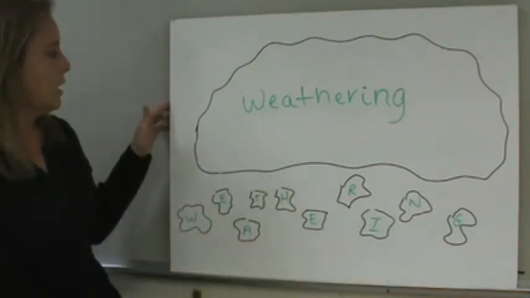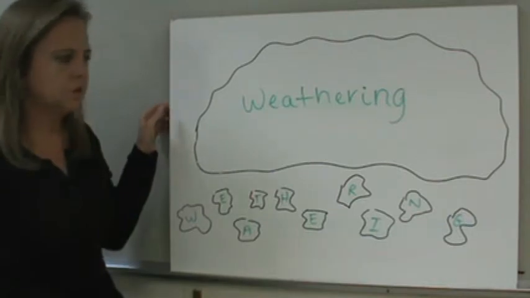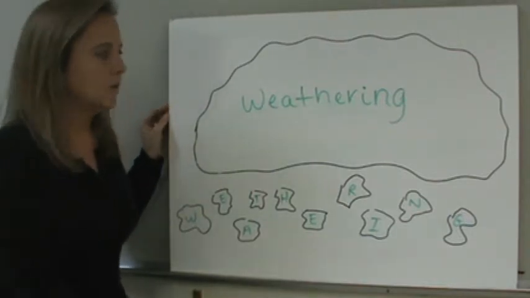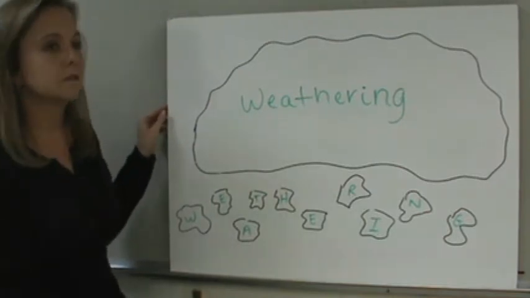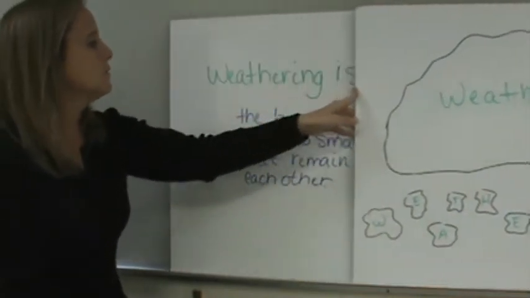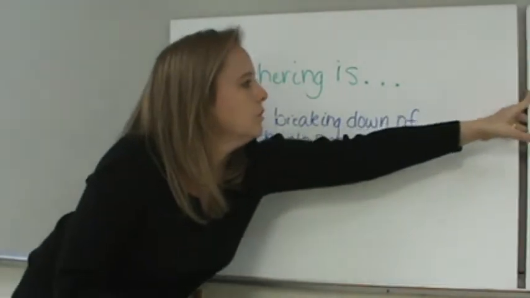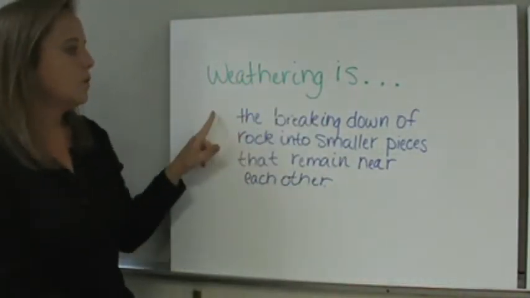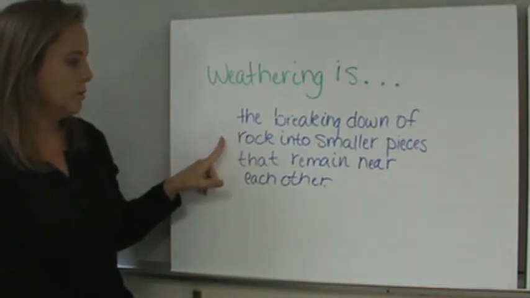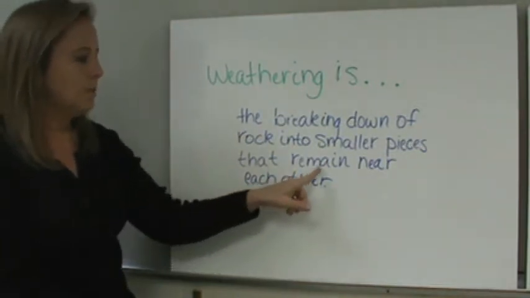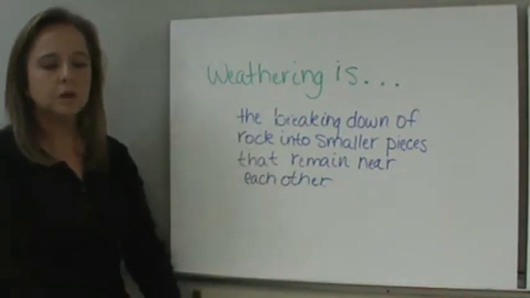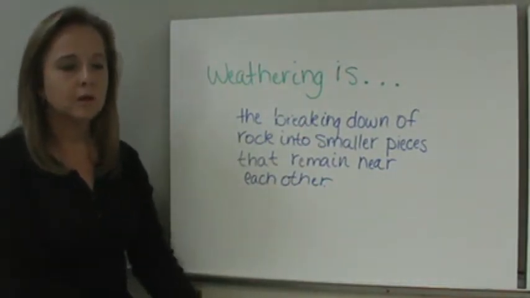So have your note sheet handy as we go through this. There are just a few definitions and some examples of weathering that we'll give. This will be on a test soon. All right, the first thing you need to write down on your note sheet is that weathering is the breaking down of rocks into smaller pieces that remain near each other. It's important that you understand that they remain near each other.